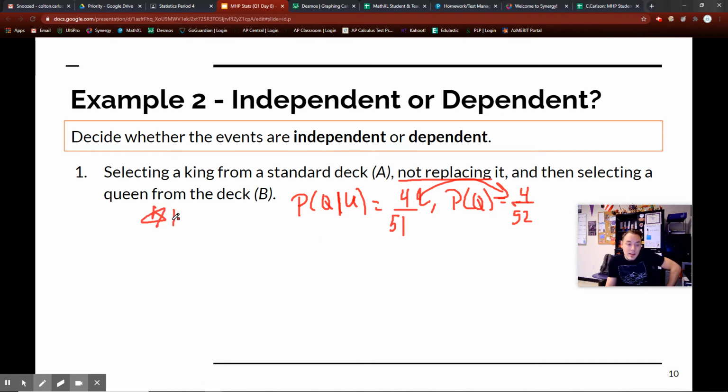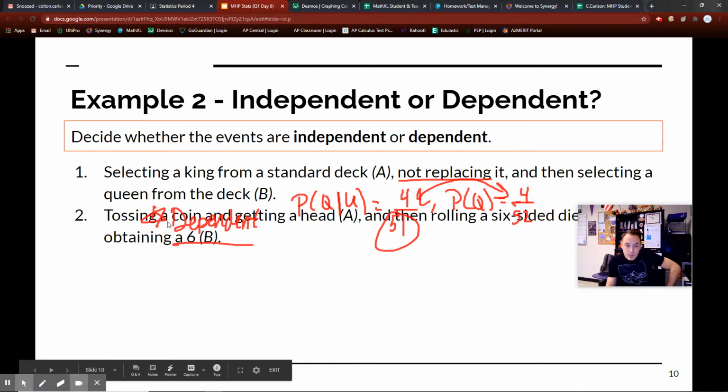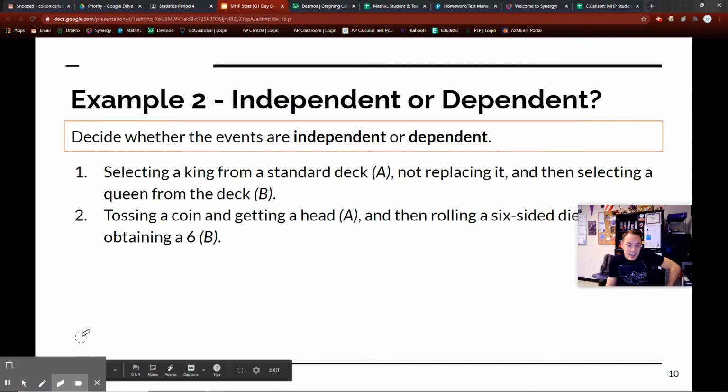Why are they dependent? They're dependent, guys, because the first event affects the other event. Selecting a king affects selecting a queen. Why? Because if I select a king and I don't put it back, that means my total has changed. Since my total has changed, I no longer have the same probability, and if I no longer have the same probability, then that means they're dependent. Let's erase this, and let's get to this one.